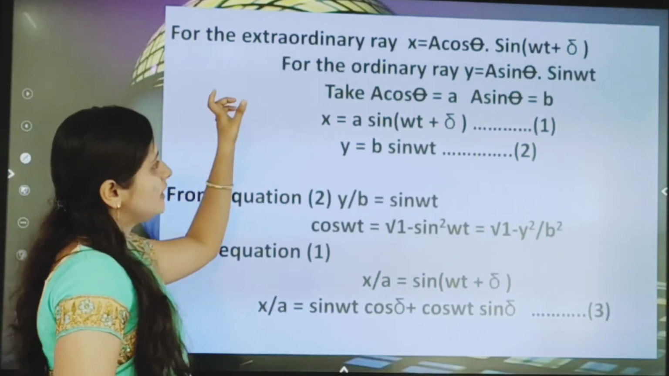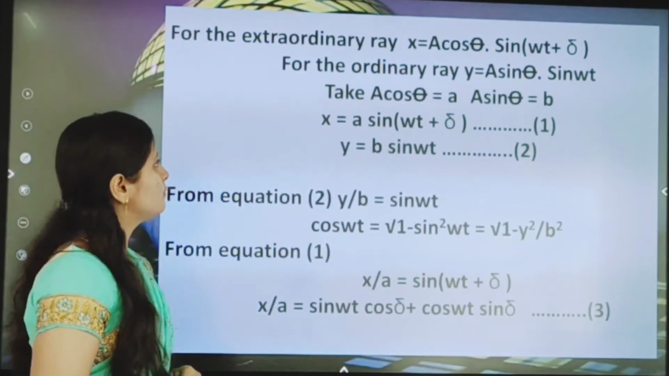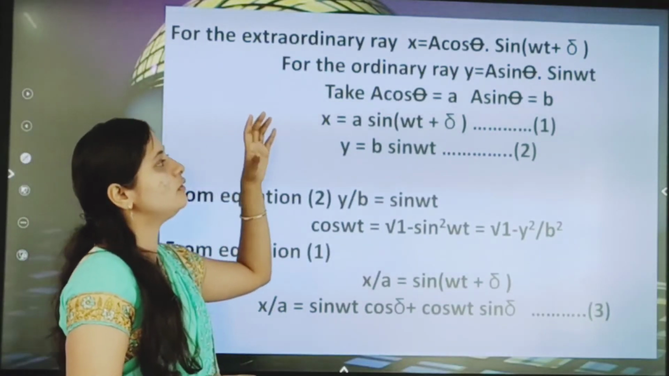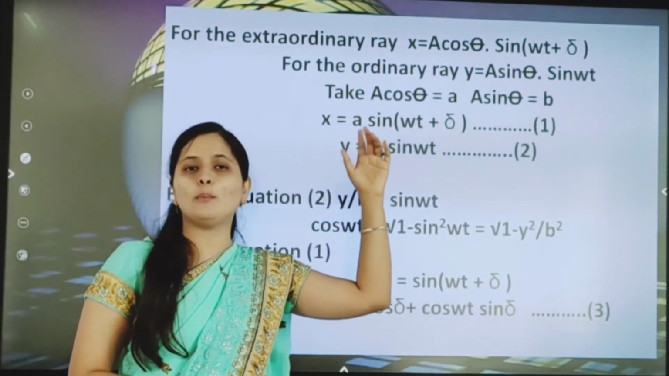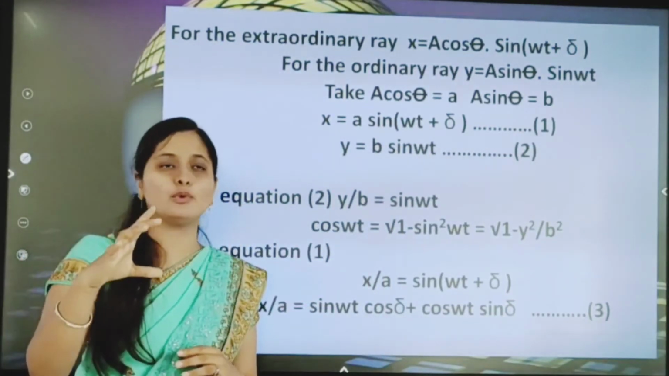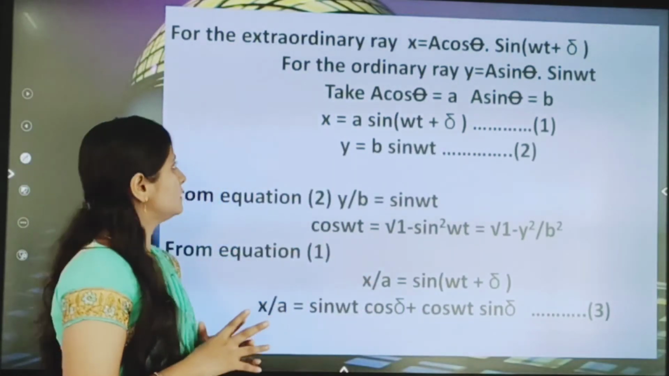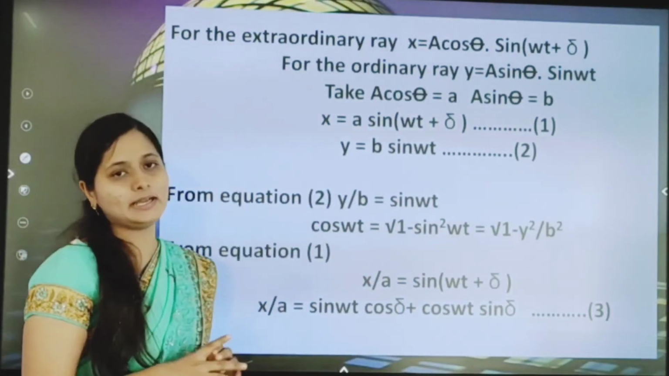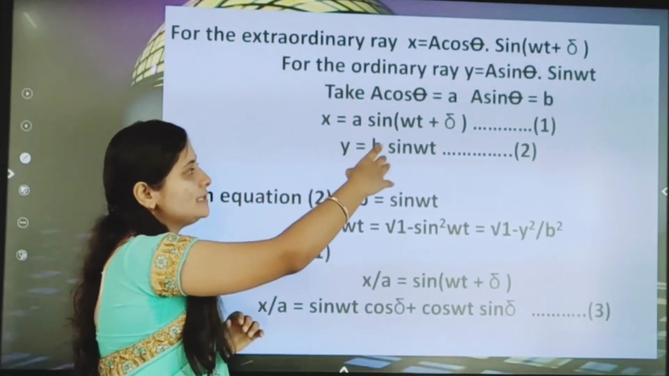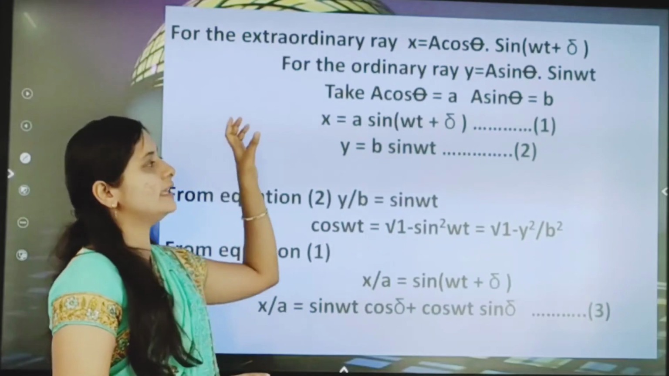For the extraordinary ray, the simple harmonic motion given is x equal to a cos theta into sin(omega t plus delta). This is the simple harmonic motion for the extraordinary ray. Next, for the ordinary ray, they have given y equal to a sin theta sin omega t. This is for the ordinary ray.